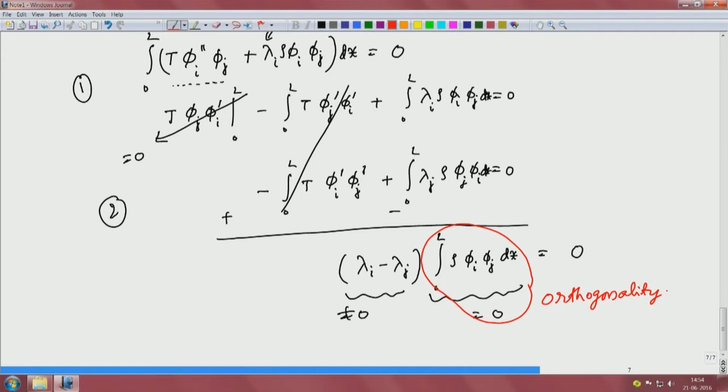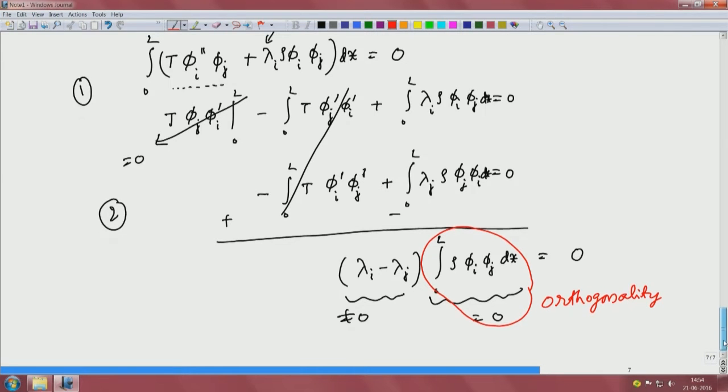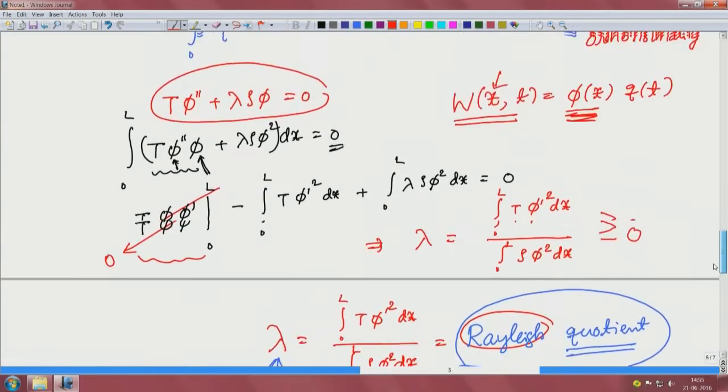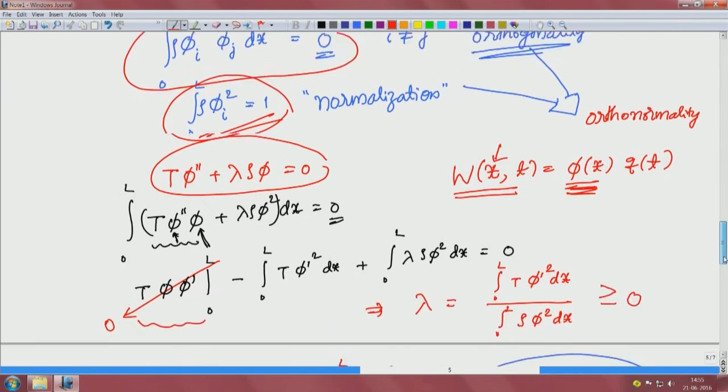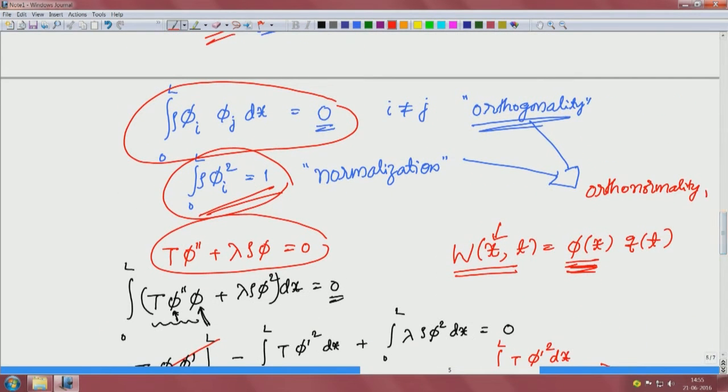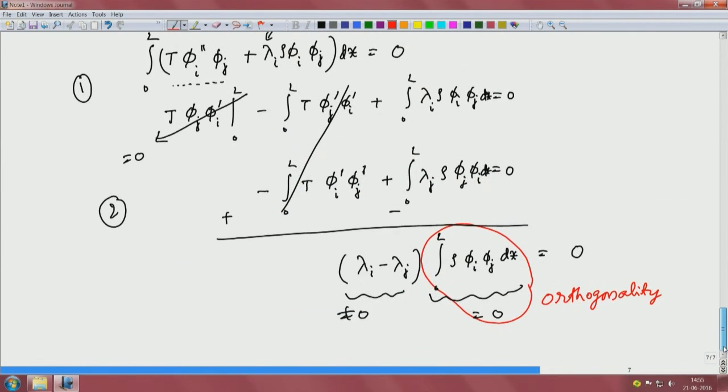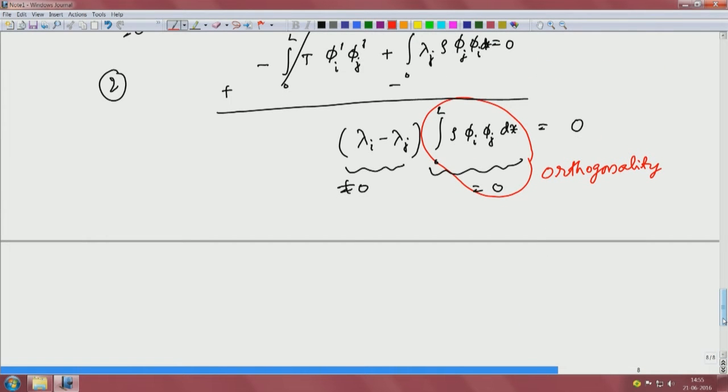And then if you also say orthonormality, that is going back, we said we want to normalize it like that. So the integral 0 to L rho phi I square equal to 1, that thing we say is a normalization condition. Put together, we get orthonormality.